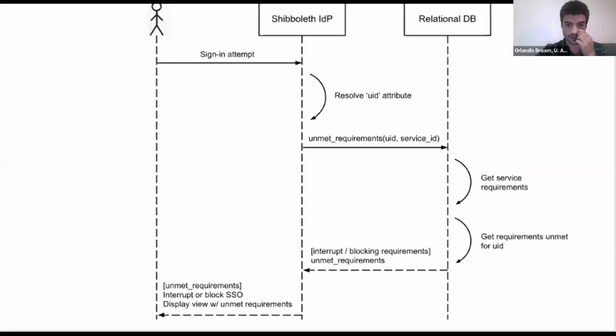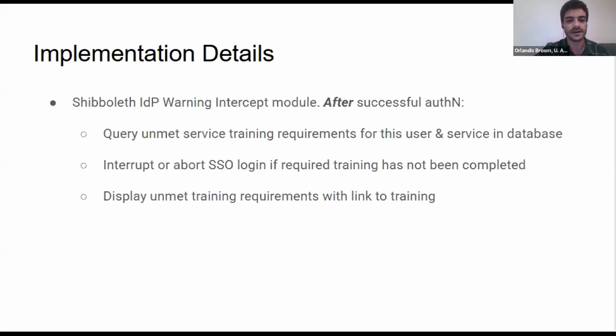So as I was saying, one slide back, this is implemented almost entirely within the identity provider, Shibboleth. What it does is it uses the warning intercept module provided by Shibboleth, and it'll take an attribute resolver that queries the requirements for the service that is being logged into, which are stored in just a MySQL database somewhere in the university system. And then it'll match those requirements with the entitlements of the user stored in the same database.